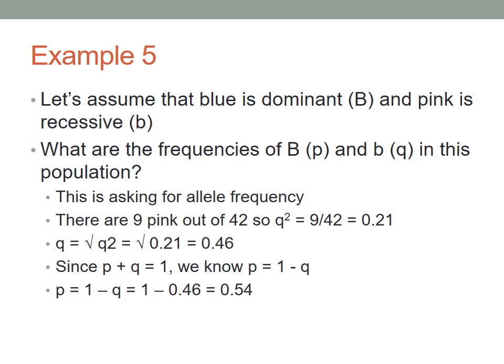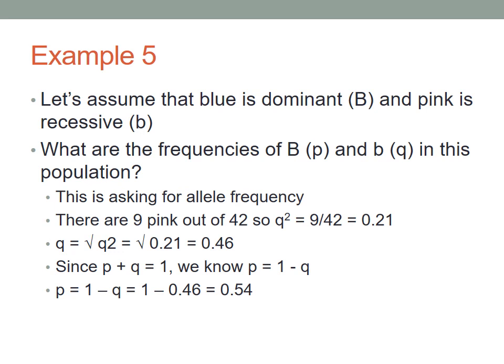So we're going to assume that blue is dominant. We're going to give it the big B for that. And we're going to assume that pink is recessive, so we'll do a little b, because there are a whole lot more blue rabbits than there were pink. So what are the frequencies of our different alleles? What's the frequency of the blue allele versus the frequency of the pink allele? Well, the blue allele, the big B, is going to be P. And the pink allele, that little b, is going to be Q.